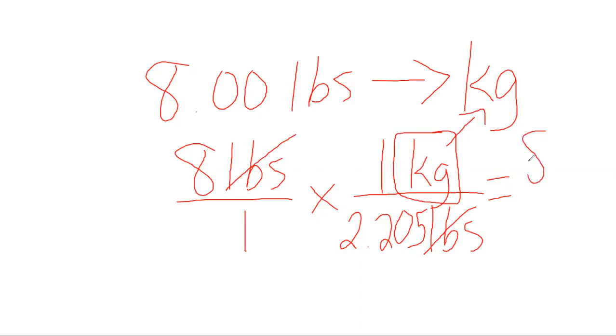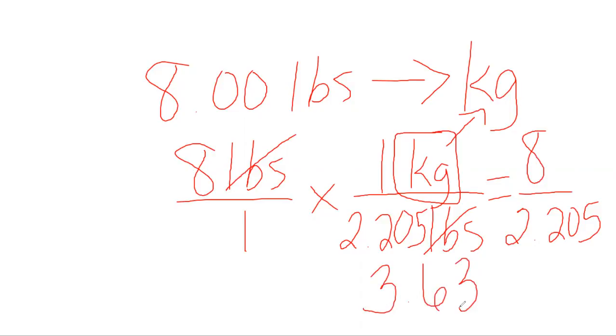So we're left with 8 times 1, which is 8, over 1 times 2.205, which is 2.205. So 8 divided by 2.205 gives us 3.63 kilograms.